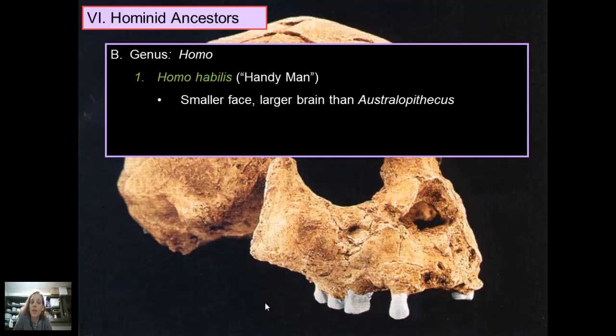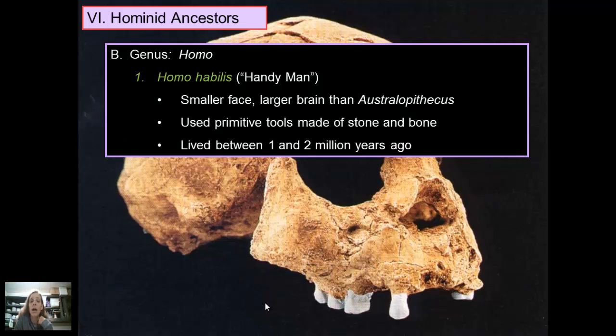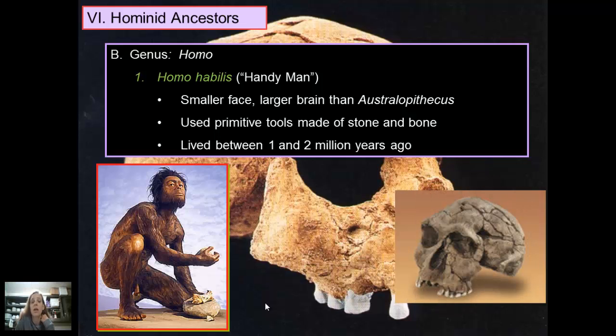Homo habilis, handyman, because he used tools. He has a smaller face but a larger brain than Australopithecus, indicating probably an increase in intelligence, which is demonstrated from his use of primitive tools made out of stone and bone. Homo habilis lived about 1 to 2 million years ago.